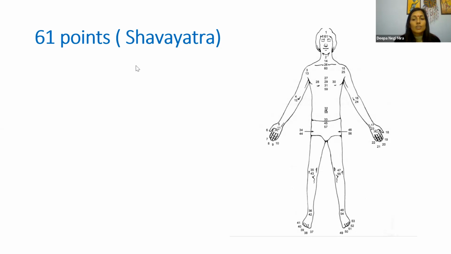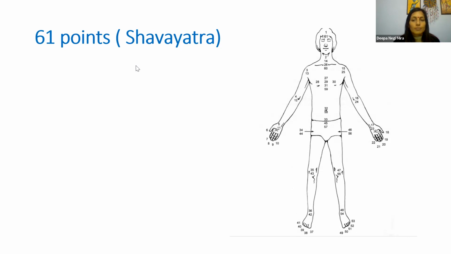16 is left elbow. 17 is your left wrist. 18 is thumb. 19 is index finger. 20 is middle finger. 21 is ring finger, and 22 is little finger. Then we are going back to the wrist. 23, elbow. 24, shoulder joint.